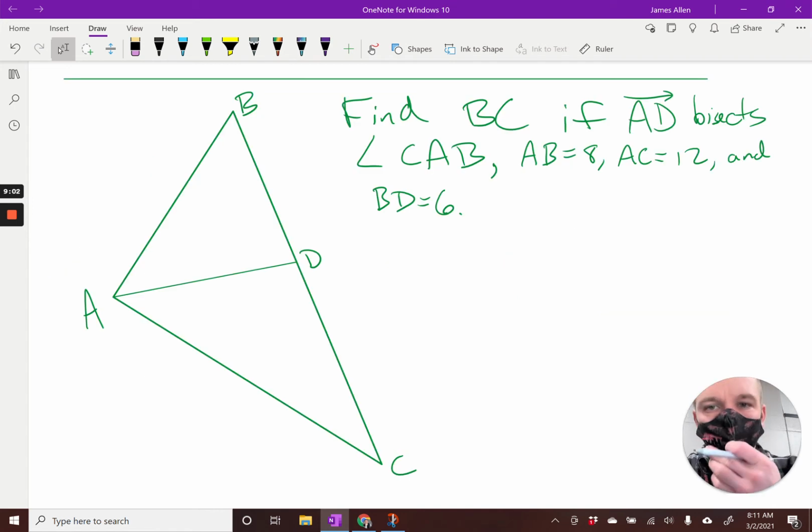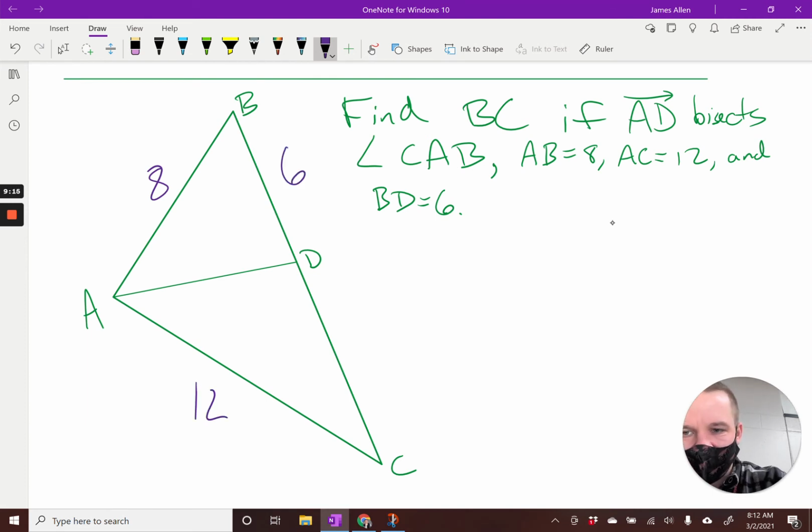A couple more problems here. So we have: find BC if AD bisects angle CAB. AB equals 8, AC equals 12, and BD equals 6. And we know that the angle is being bisected. There are times where we're just given a diagram already labeled like this. There's times where we're given words. There's times where we're given a perimeter of the overall triangle and a couple sides, and we have to solve that. So there's a lot of different variations of this one, but the setup is the same. You just have to be able to identify that.